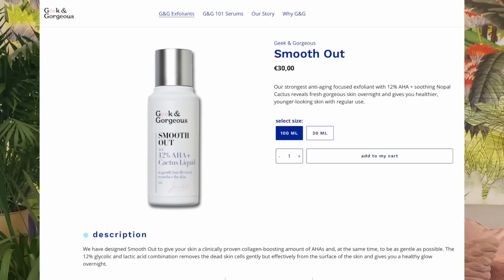The first one, which is by far my favorite, is this one from Geek and Gorgeous. I got this product in PR. I'm going to actually buy the bigger version, because this is the 30 ml. It also comes in the 100 ml. I adore this brand. This is the 12% AHA. They call it the cactus liquid. This one contains 10% of glycolic acid, so this is definitely more potent. It also has lactic acid. It is very rich in humectants, which is also going to increase the water content of your skin. And this one is a leave-on product, so start maybe once per week and then twice per week, and you see how your skin reacts.